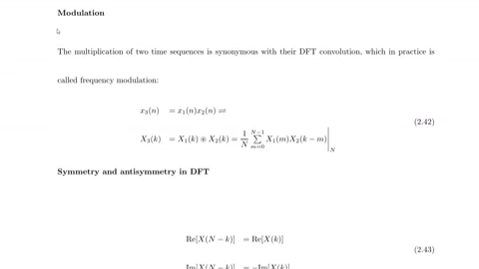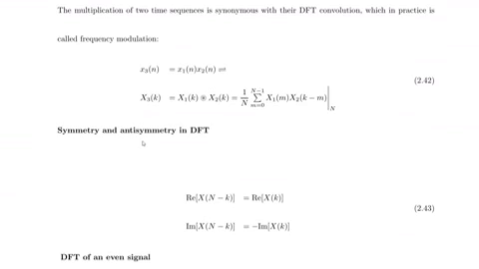The next topic. Modulation. The multiplication of two time sequences is synonymous with their DFT convolution, which in practice is called frequency modulation, or ASK, amplitude shift keying. You have had it in digital communications course. Anyhow, multiplication of two signals in time domain leads to convolution, cyclic or circular convolution.